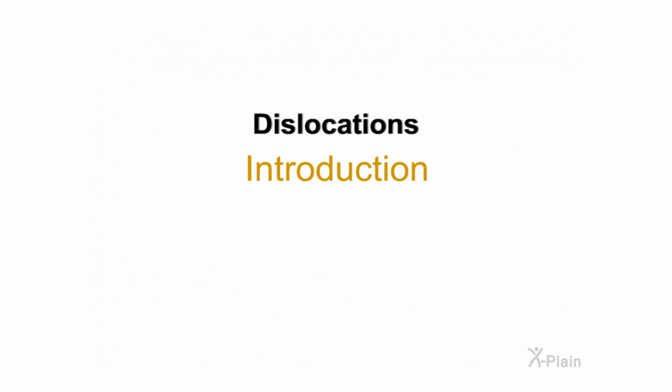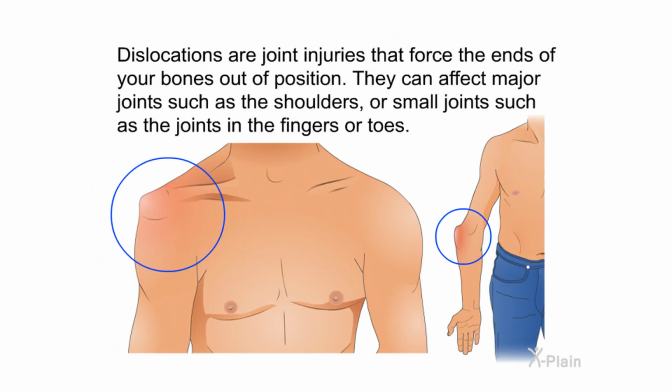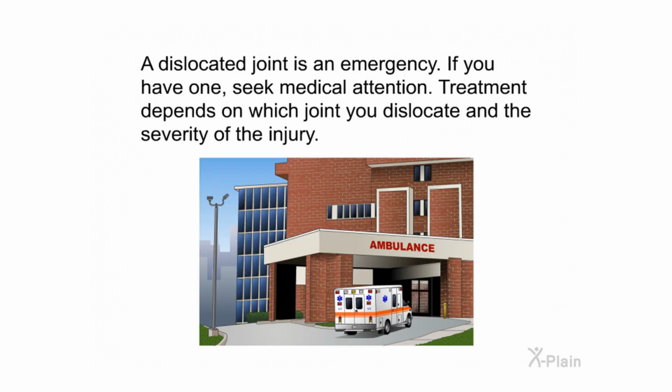Dislocations. Introduction. Dislocations are joint injuries that force the ends of your bones out of position. They can affect major joints such as the shoulders or small joints such as the joints in the fingers or toes. A dislocated joint is an emergency. If you have one, seek medical attention. Treatment depends on which joint you dislocate and the severity of the injury.